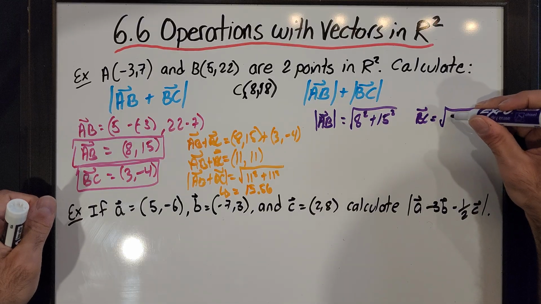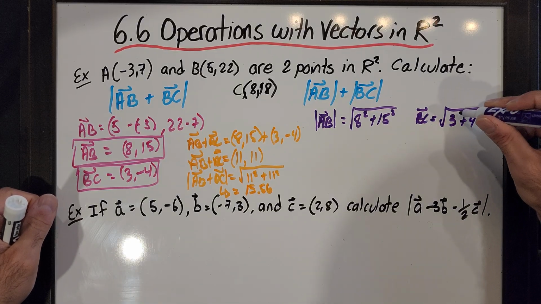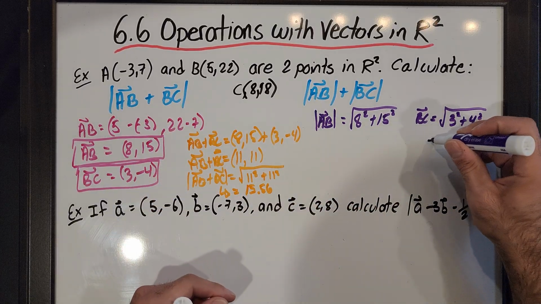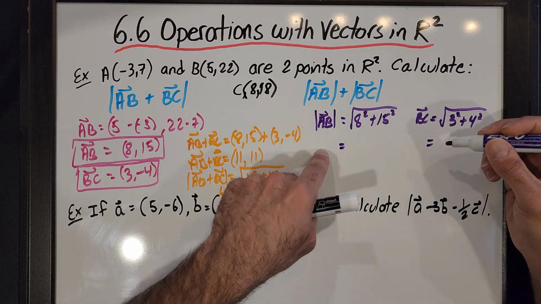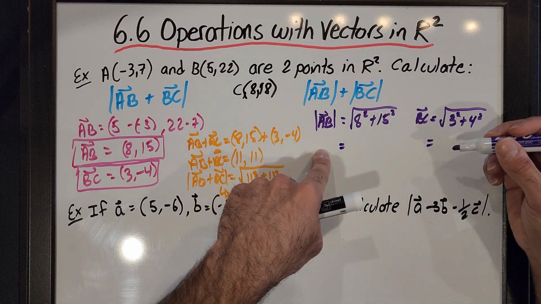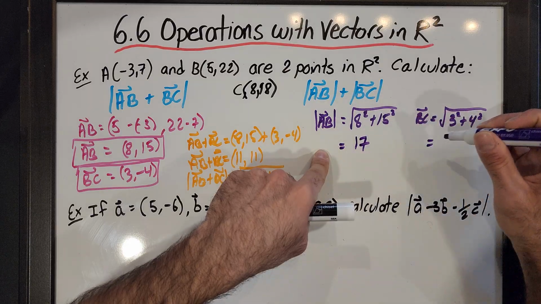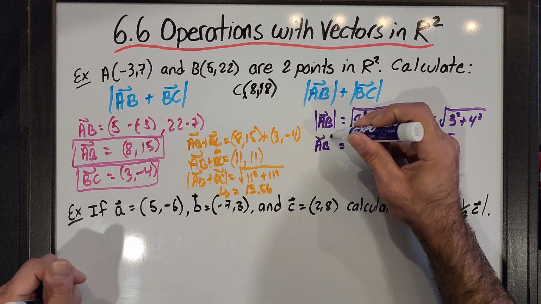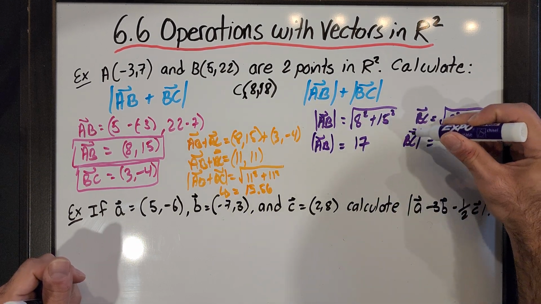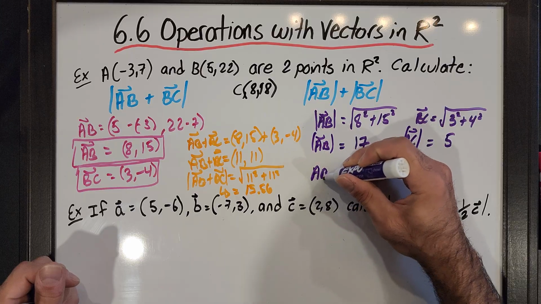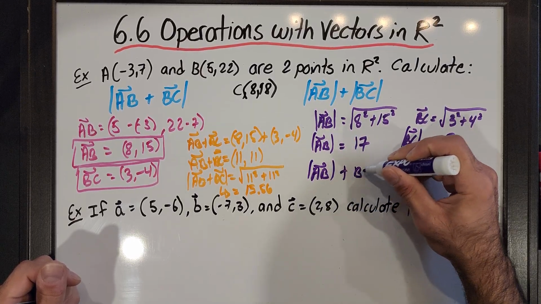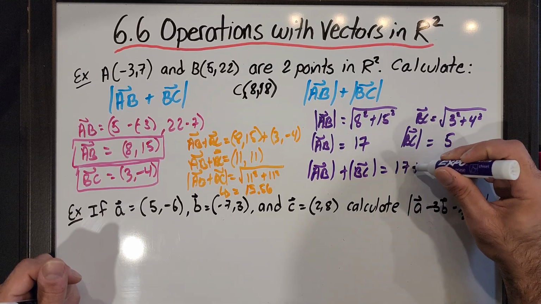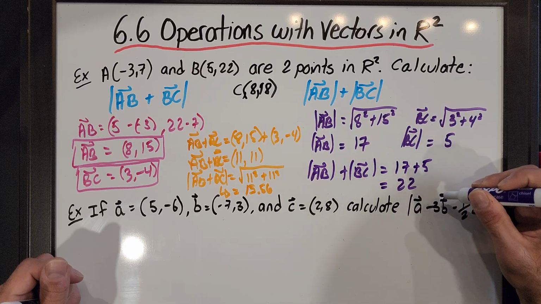Now, the book uses negatives for magnitude. I never do. Doesn't make any sense. If you're squaring a negative, it's gonna be positive, so stop writing the negative. So this is gonna come out to be 17, and BC is gonna be 5. Now that I know the magnitude of AB and the magnitude of BC, I can now say that the magnitude of AB plus the magnitude of BC is just 17 plus 5. 22. Okay?